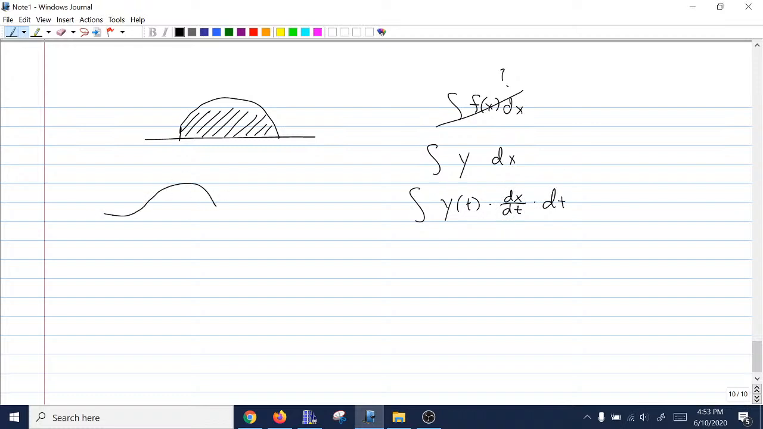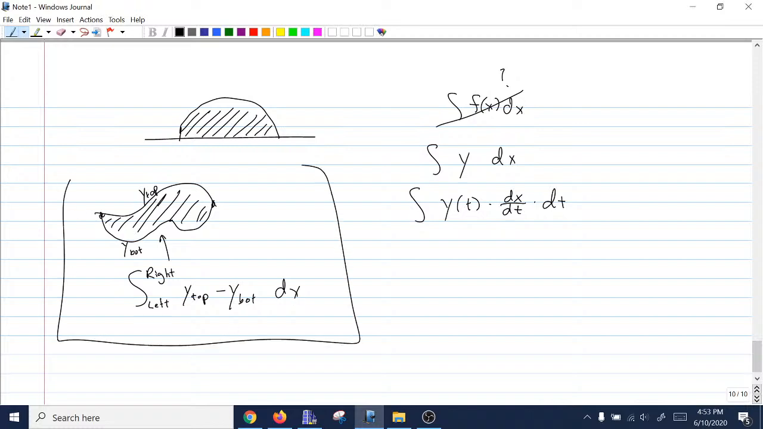The general case for if you're doing a region like this would be, you have two y functions, a top function and a bottom function. So it would be the integral from the left point to the right point of the top function minus the bottom function, dx. So this is the traditional way of figuring out the area between two curves. The same idea will work here.